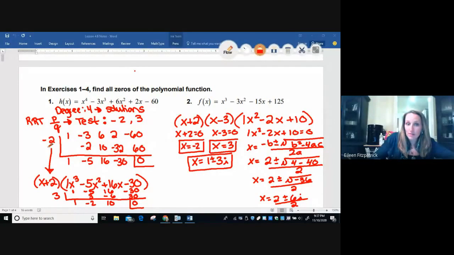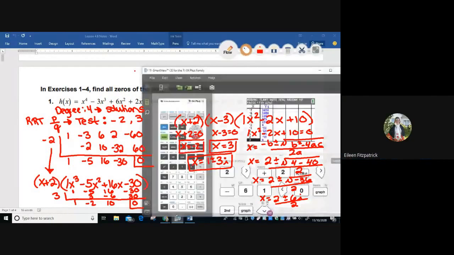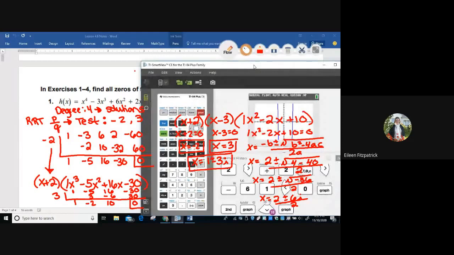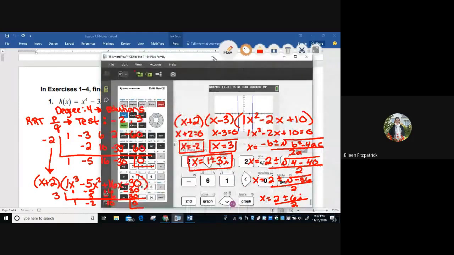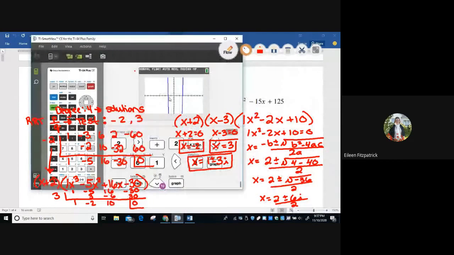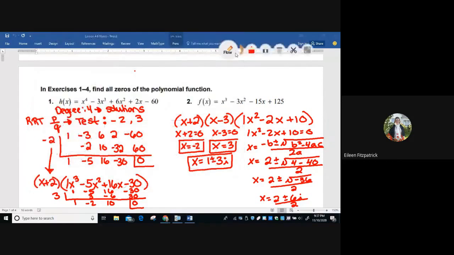Also notice, if I pull up my graphing calculator again, that only 2 of our solutions are visible because -2 and 3, right? Those are your x-intercepts, your solutions, your zeros, but the other 2 are imaginary, so they're not going to be plotted on that x-axis, okay? All right, so that's problem number 1.